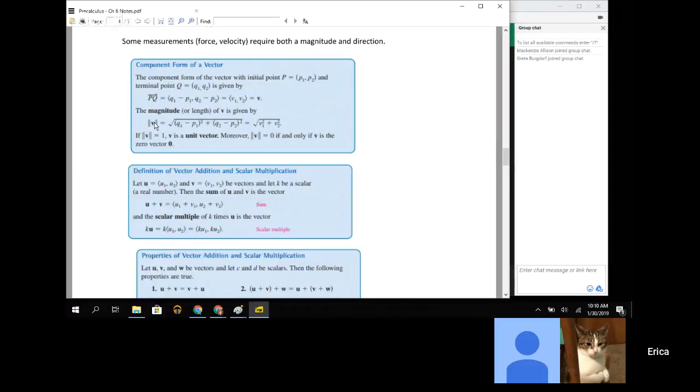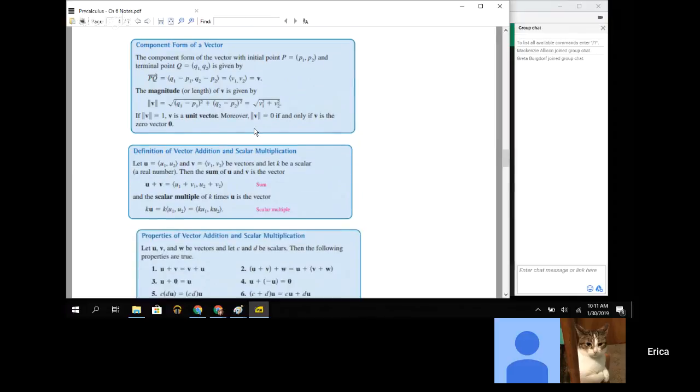So the magnitude has these two lines, looks like double absolute value, and the magnitude is using the Pythagorean theorem to find the size of the vector. If your magnitude is 1, it's called a unit vector. We can add two vectors together, which is what we were doing at the end of class. And we can also multiply by a scalar multiple, which is like if you have a vector v and you multiply by 3, it's 3 times the size of that. So that's what we talked about at the end of class.